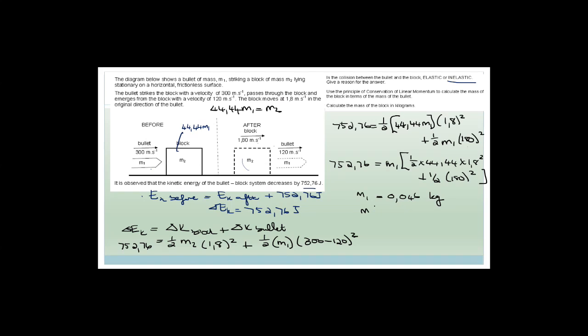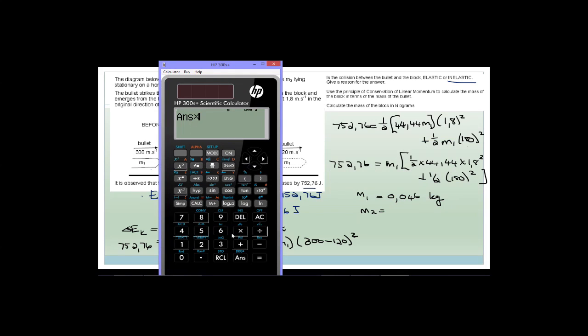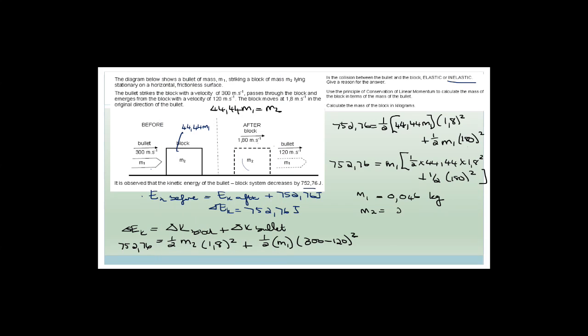The mass of the block is 44.44 times that. So let's just multiply that by 44.44, which equals 2.06. So it's 2.06 kilograms, which are doable numbers. Okay, that makes sense. Nice question. Okay, we only have 6 minutes. Let's see if we can do this quickly.